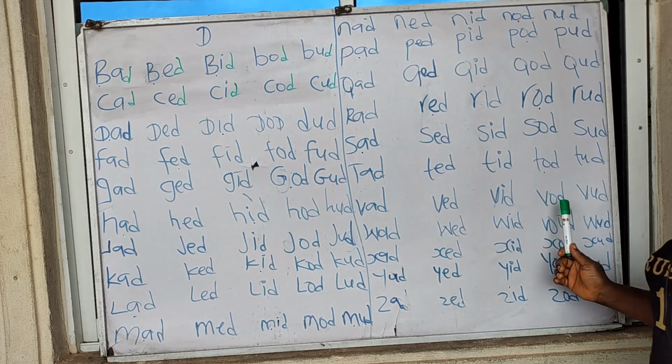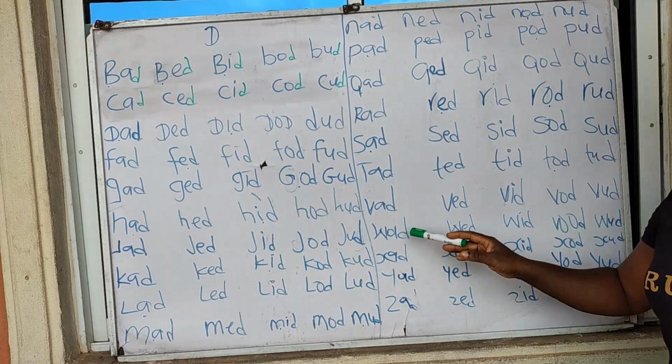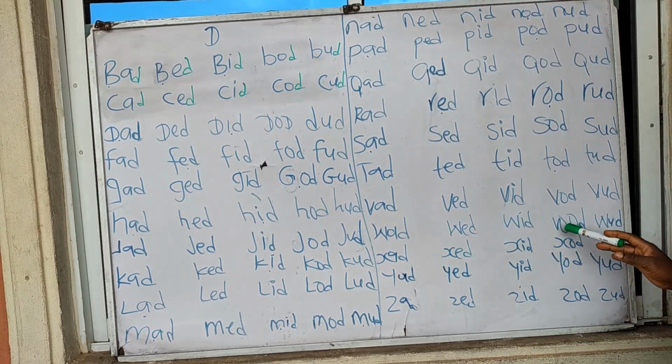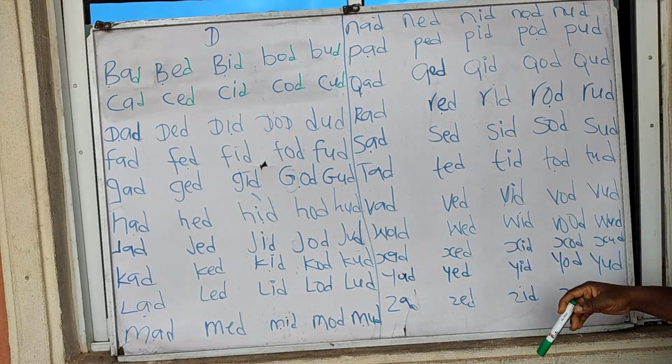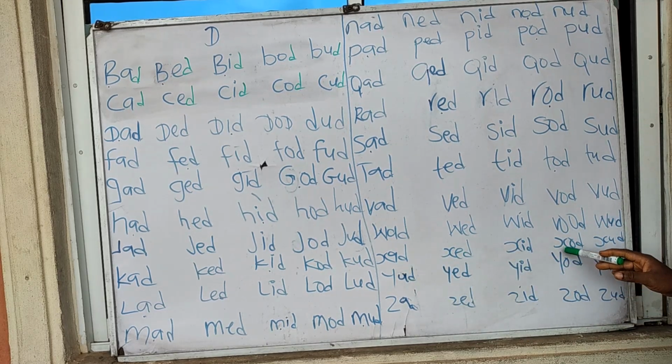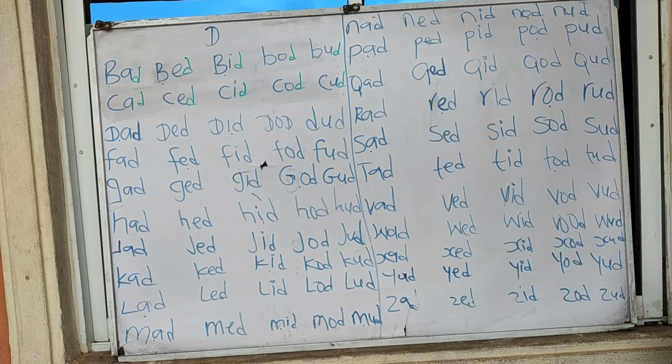This is vod. If we add ka to it, it becomes vodka. Okay? Wad, wed, weed, wood, wood. Zat, zed, zid, zod, zod.